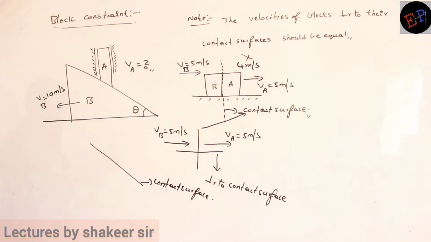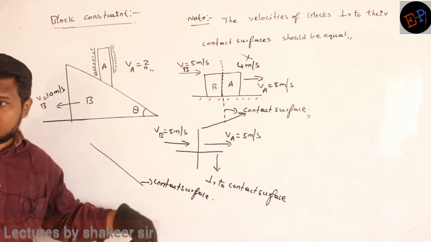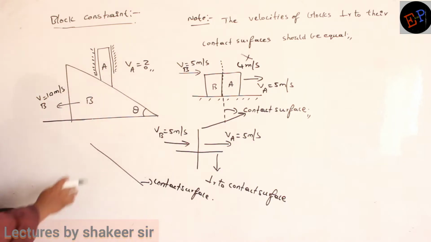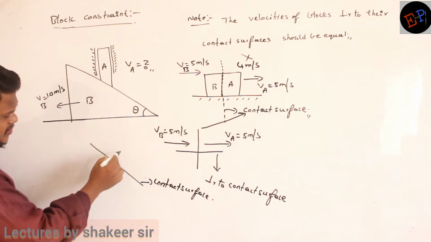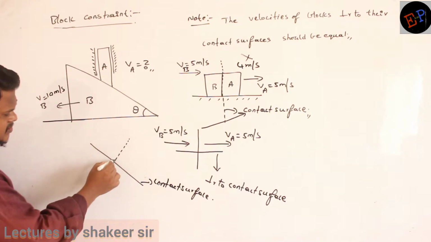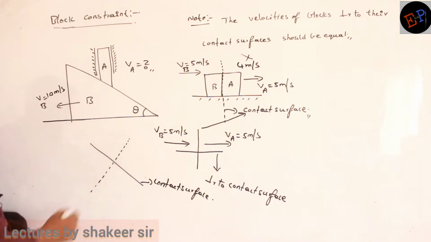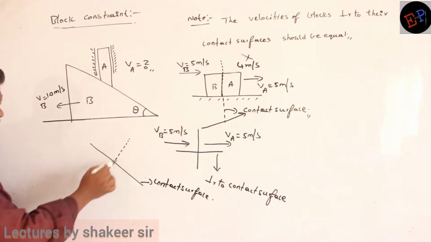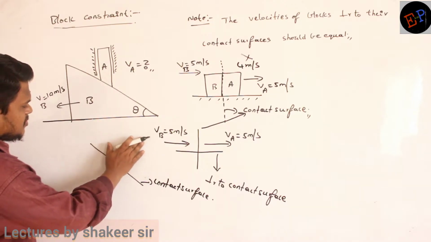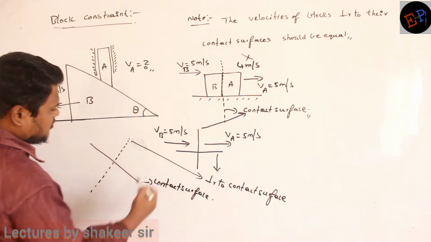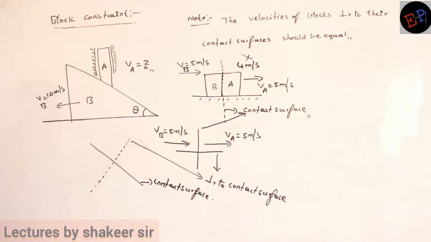Now what I want is perpendicular to contact surface. I am not concerned about contact surface. What am I concerned about? I am concerned about perpendicular to contact surface. So to this line, how can I draw a line at an angle of 90 degrees? So this is the line, number. So this is the perpendicular to contact surface. Clear? So what is this line called? Perpendicular to contact surface. Okay.